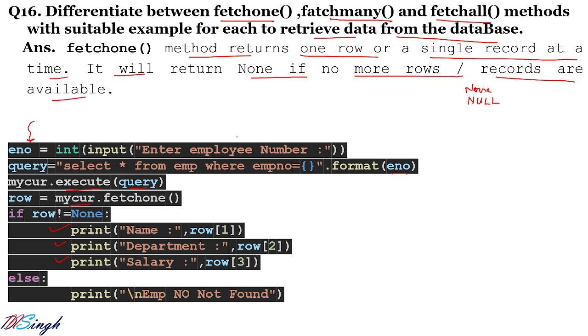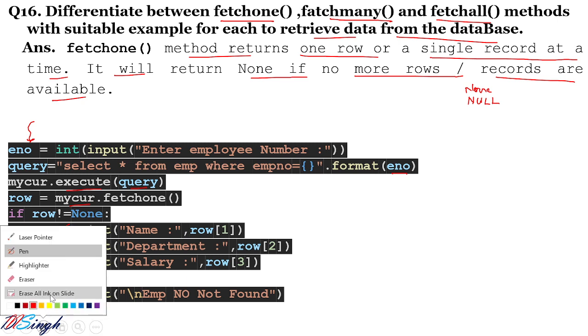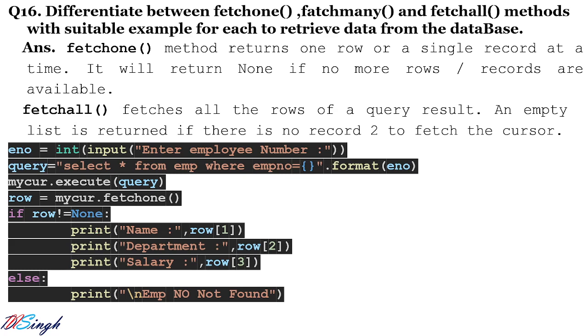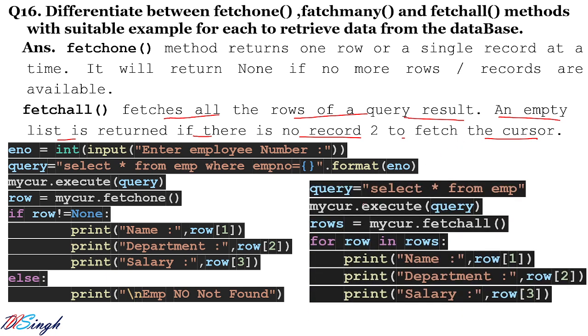Okay, next is what? Let me remove the annotation first so that there is space for the next. Fetchall fetches all the rows of a query result. An empty list is returned if there are no records to fetch from the cursor. Okay, fine. So this is the code for that.